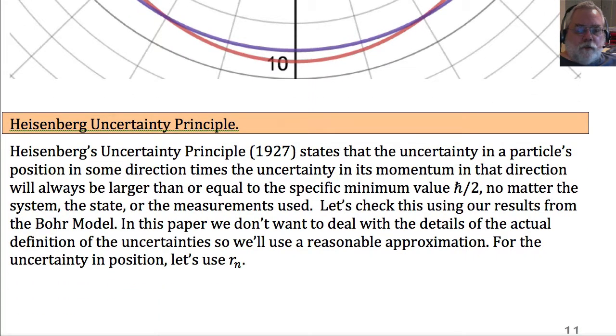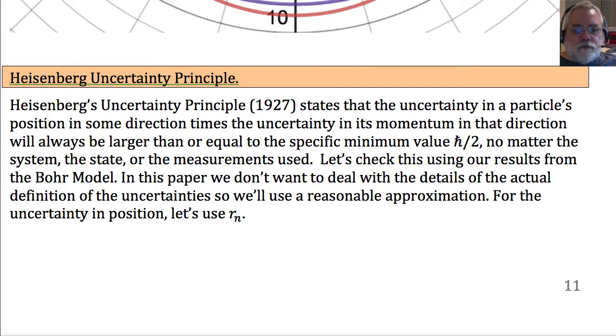Heisenberg Uncertainty Principle. Heisenberg's Uncertainty Principle, published in 1927, states that the uncertainty in a particle's position in some direction times the uncertainty in its momentum in that direction will always be larger than or equal to the specific minimum value h bar over 2, no matter the system, the state, or the measurements used. Let's check this using our results from the Bohr model.